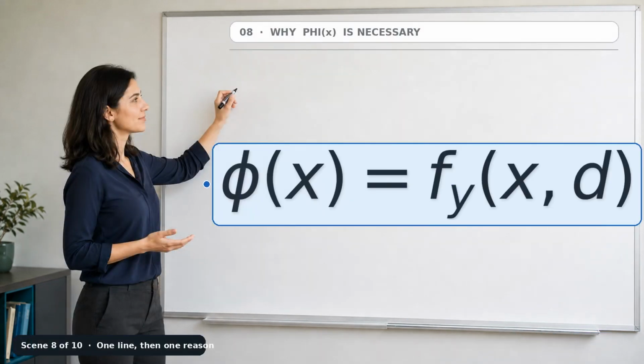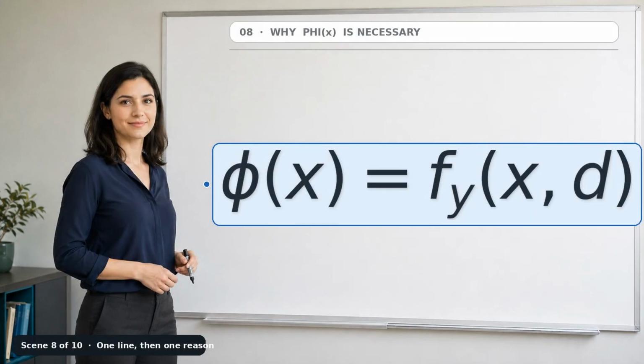Define phi of x to be f sub y at x comma d. Why are we defining phi? Our previous line already contains f sub y at a plus h comma d minus f sub y at a comma d. Since d is fixed and only x varies, we simply give f sub y at x comma d a short name.